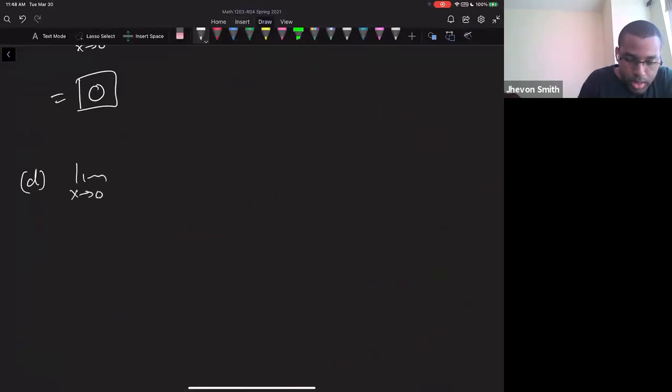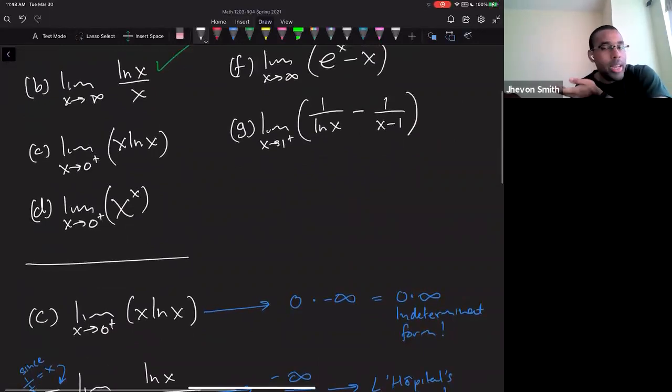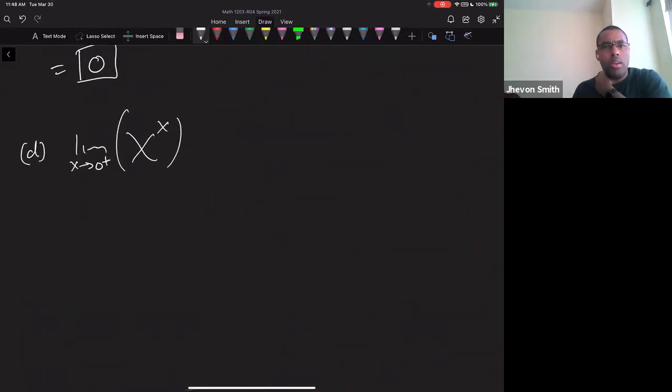Limit as x approaches 0 from the right of x to the x. Approach 0 from the right because I don't want to have to worry about complex numbers. If the base is negative and then the power is like a half or something, I don't want to have to skip over complex numbers. So we have that, right? Now, if I look at what this looks like, x is approaching 0. What is happening to the base? Well, it's 0. And the power, well, that's 0. That's 0 over 0. This is an indeterminate form.